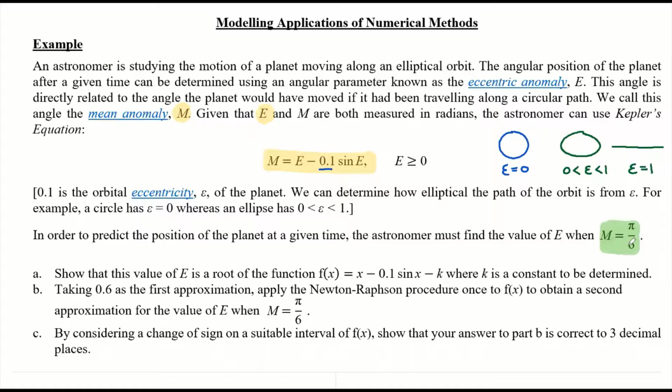And what we have to do is set up a Newton-Raphson equation to solve the equation when m is equal to pi over 6 and obtain an accurate value for E. So for part A, we have to show that this value of E is the root of this function, and we have to determine what this constant K is going to be. Okay, so I'll just pause there, and we're going to use the full page, and then we're going to actually use the Newton-Raphson method.